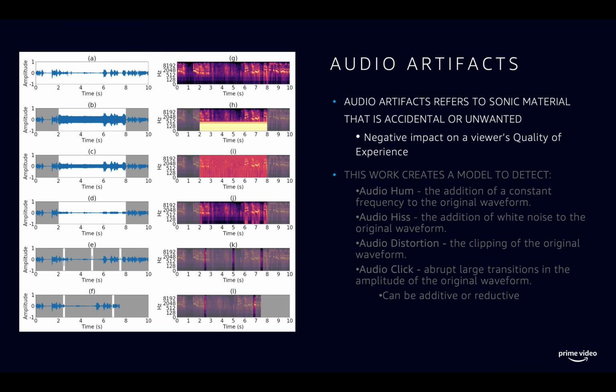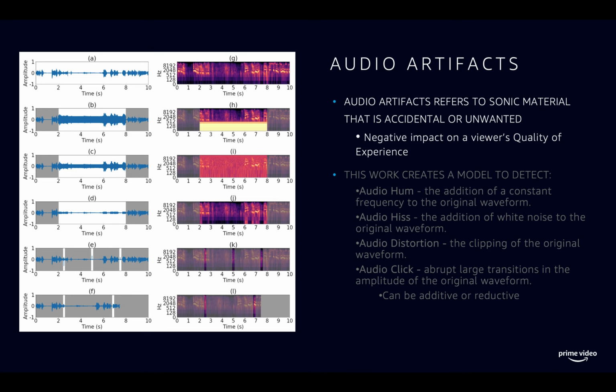So what are audio artifacts? Audio artifacts refers to the sonic material that is accidental or unwanted. This may be introduced at production time, for example the hum of an electrical appliance, or it may be introduced during the editing process. However, ultimately it has a negative impact on a viewer's quality of experience, and subsequently we wish to identify and mitigate it. This work creates a model to detect 4 different audio artifacts.